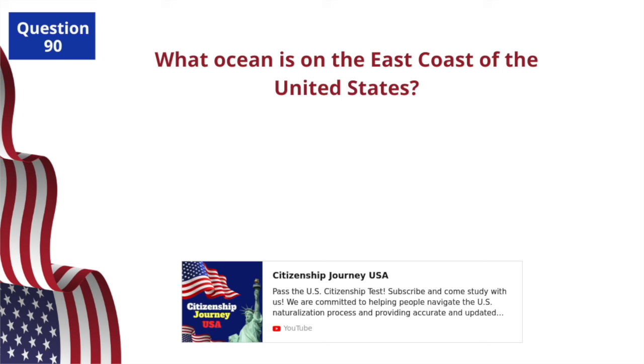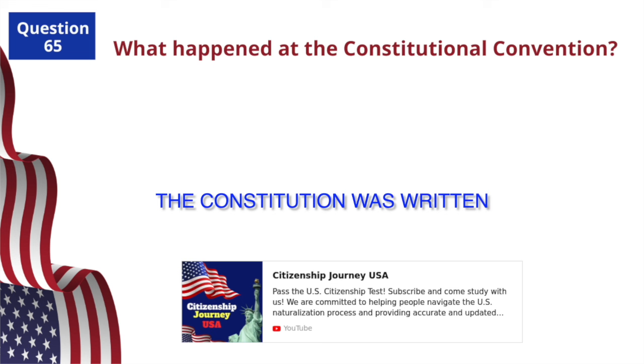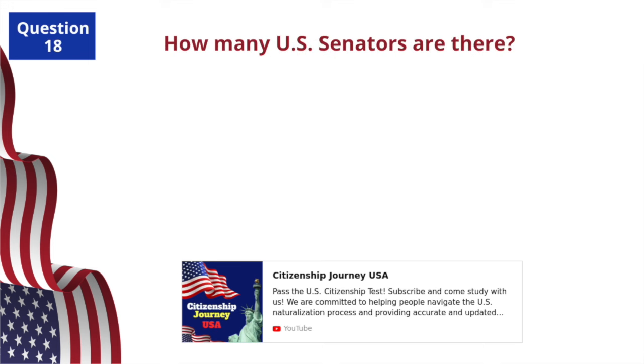What ocean is on the east coast of the United States? Atlantic Ocean. What happened at the Constitutional Convention? The Constitution was written. How many U.S. senators are there? 100.